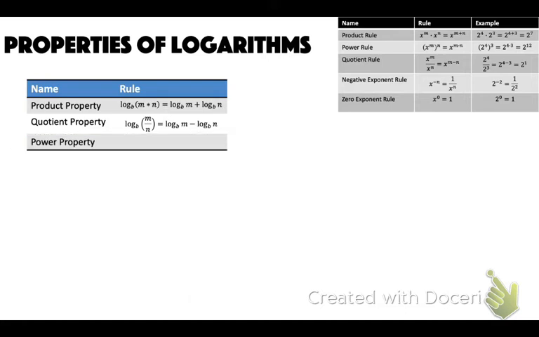Okay, what about power? So the power rule over here is we multiplied, right? When we had a power raised to a power, we multiplied the exponents. Now this time it's kind of a weird rule, but it still goes with multiplication. So if we have log base b of m to the nth power, we're just going to take that n and you're going to multiply it in front. So that's the same as n times log base b of m.